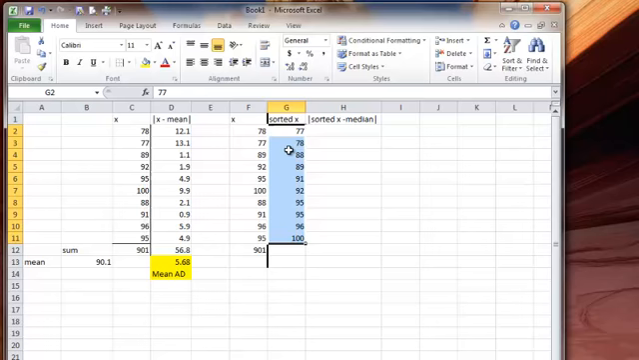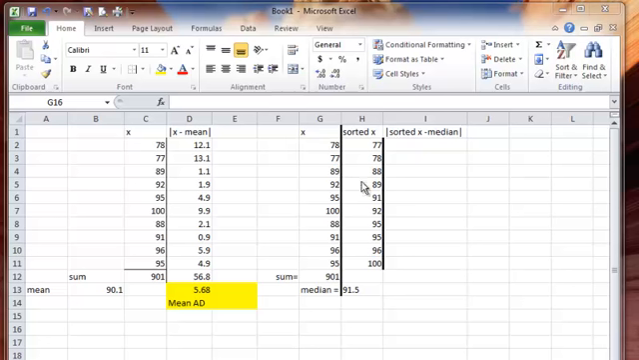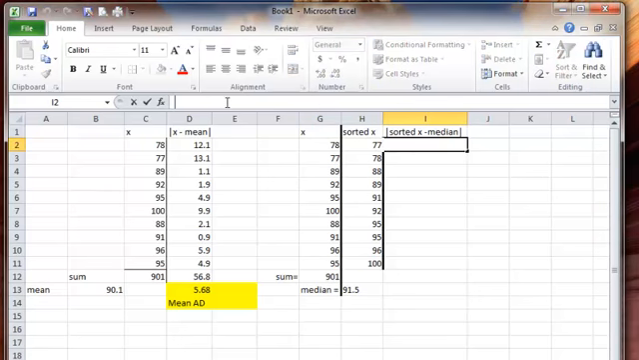Now I want to take that sorted X and subtract it. So I go in and I calculate the median, and with it being sorted, we know that it's going to be the average of 90 and 91, or 91 and 92, giving us the median of 91.5. So now I have to take each of these X's and subtract it from 91.5 and take its absolute value. So I would say, in here, I want equal the absolute value of that minus the median, which is 91.5.